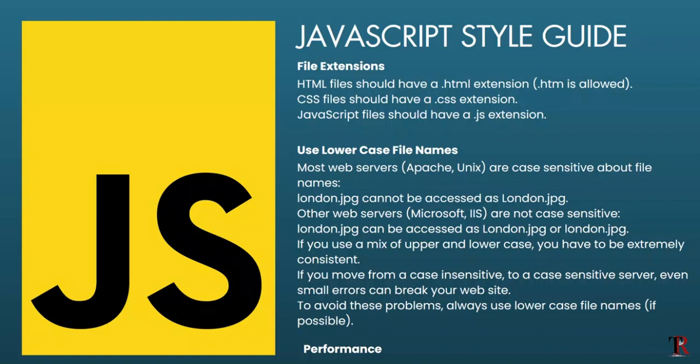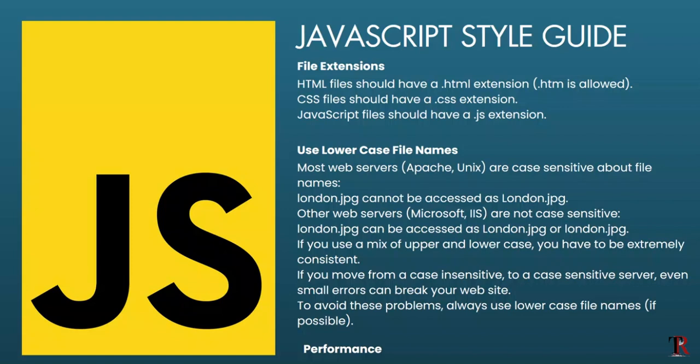Let's look at some of the things one should know, and what one should be careful to avoid. Most web servers, like Apache on Unix, are case sensitive about file names. For example, if you have london.jpg as your image name, you cannot access that image by changing the small letter l to a capital letter L. To servers like this, those mean two different things, not the same thing.